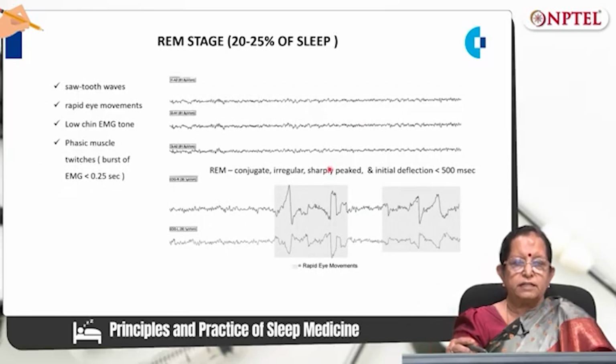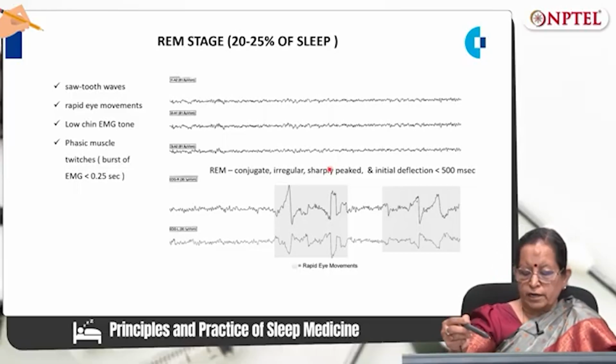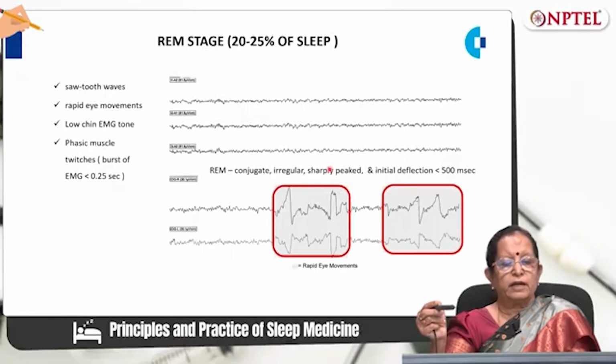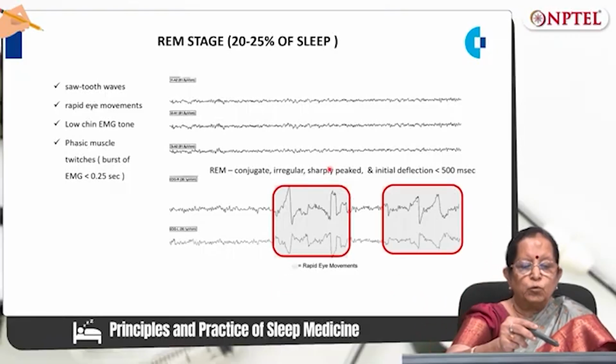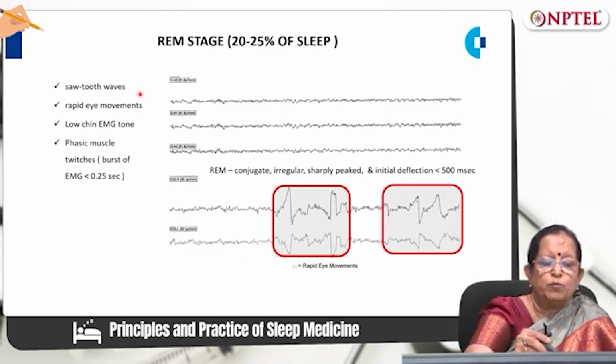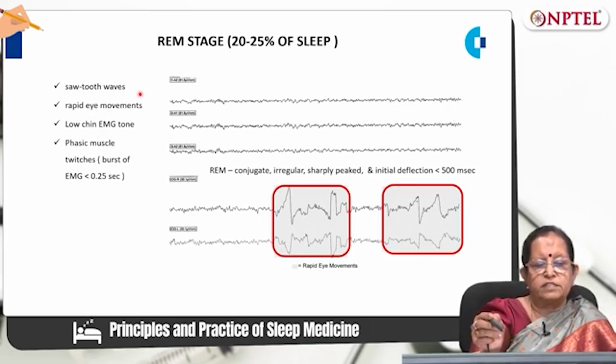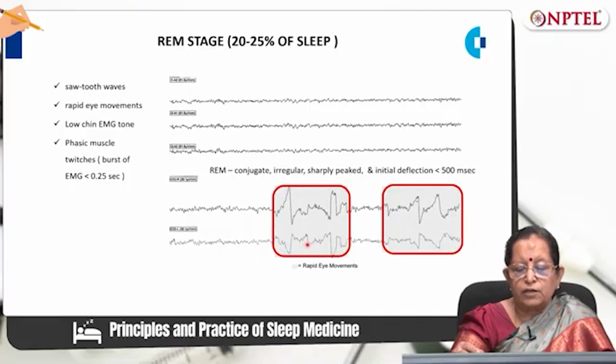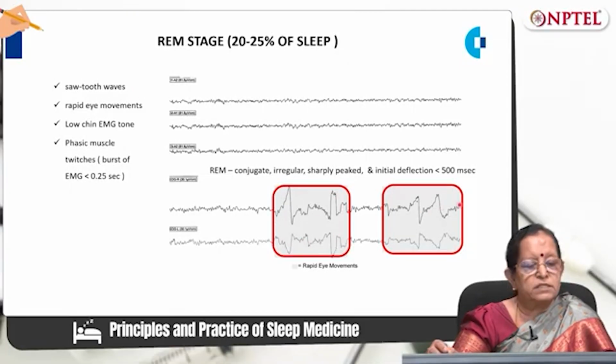Then the REM stage occupies 20 to 25% of our sleep. This is the most important stage of sleep because most of the respiratory sleep disorders occur during this period, and movement disorders also. So how are you going to identify the REM stage? See the sawtooth waves. The main important feature is sawtooth waves. Then rapid eye movements, that's why it's called the rapid eye movement stage. See here, the electrooculogram shows these rapid eye movements. It is recording the rapid eye movements.